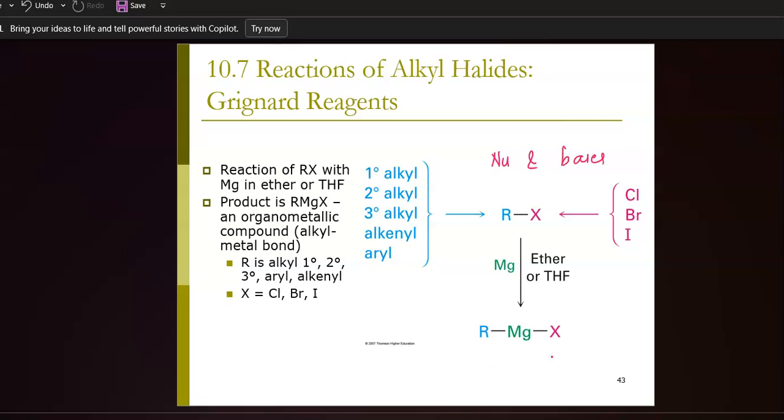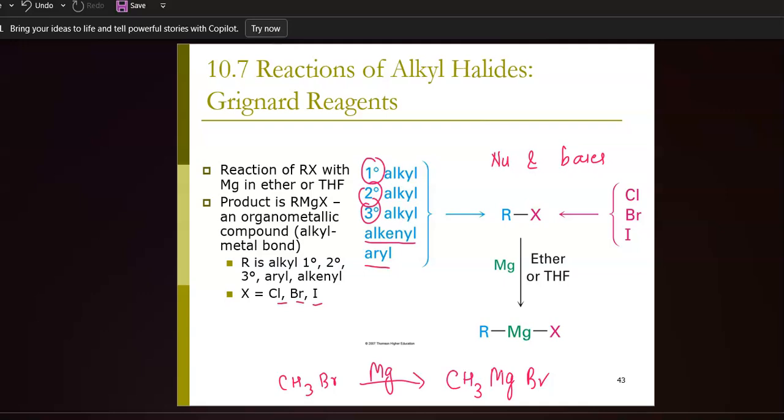The general formula is RMgX. Again, R can vary between a primary alkyl, secondary alkyl, tertiary alkyl. It could be an alkenyl or an aryl, and the X can be chlorine, bromine, or iodine. So what you need is an alkyl halide, for example CH3Br. Treat it with magnesium, and magnesium inserts between the carbon and the bromine atom, and you get the Grignard's reagent.